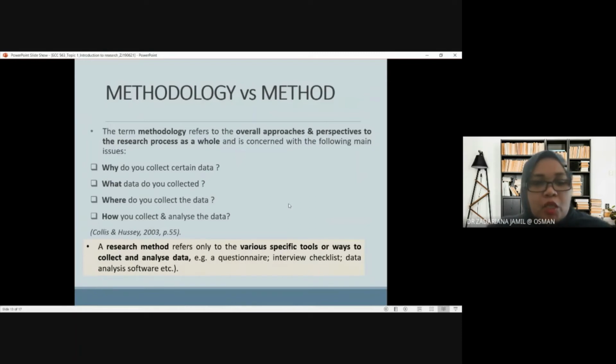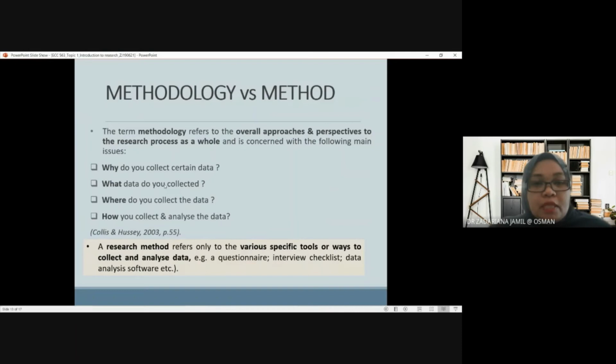The term methodology refers to the overall approaches and perspective to the research process as a whole and is concerned with the following main issues. Why do you collect the data? What data do you collect? Where do you collect the data? And then how do you collect and analyze the data.